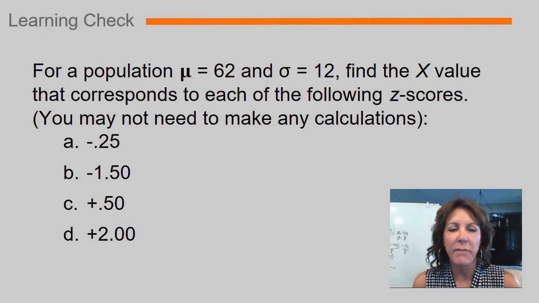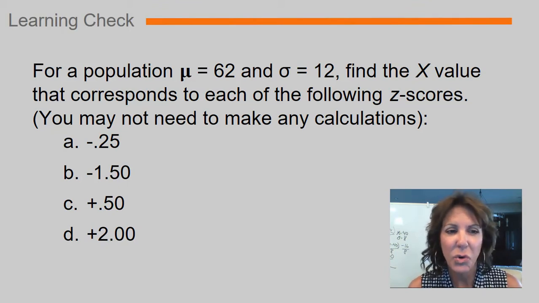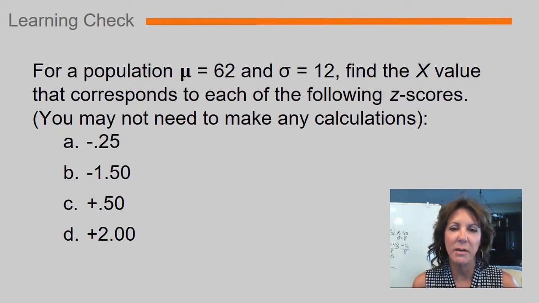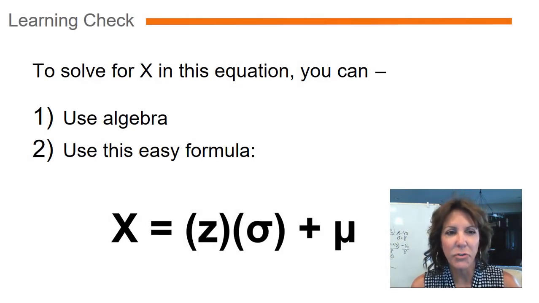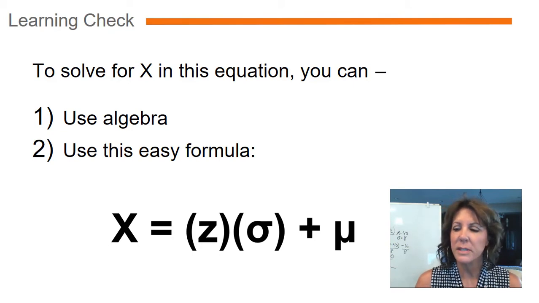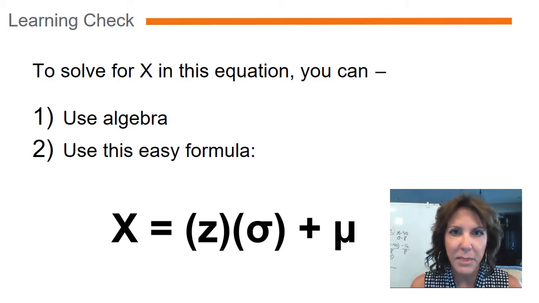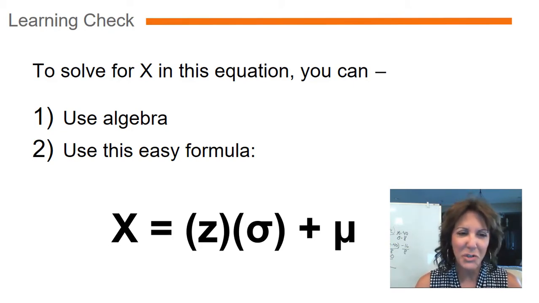Sometimes we're going to be solving problems where we know the z-score, we know the mean and the standard deviation, but we don't know the value of a particular score corresponding to a z-score. So there's 2 different ways you can do this. You can solve for x using algebra, which I'm going to demonstrate for you, or you can use this easy formula. I want you to write this down and keep it close to you.